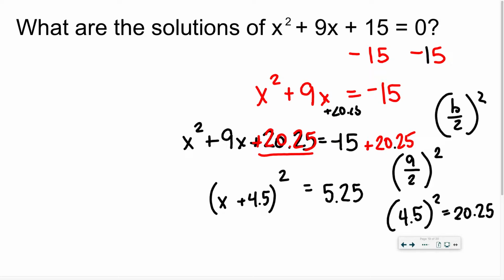Take a look now. When I found that C value, I had to add it to both sides, making the left side of my equation x squared plus 9x plus 20.25, that perfect square trinomial. But the right side of the equation, I can simplify that. Negative 15 plus the 20.25 would have given me a 5.25.